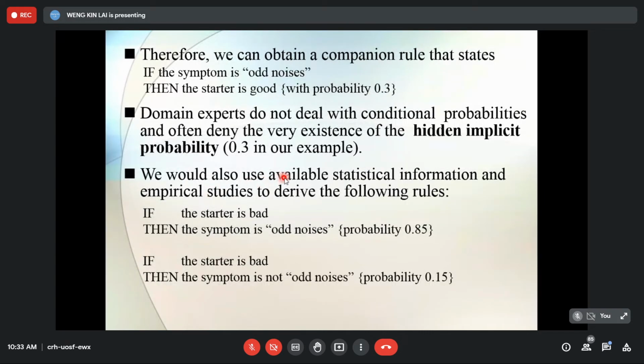We would also use available statistical information. Maybe now you begin to see why statistics is so important in engineering and science. So we will also use such available statistical information and empirical studies to derive the following rules. Based on the long history, especially if you visit the car workshop, you can find out how many times the car came in and the customer complained that the car is making strange sounds, and then when you check, actually the problem is not the starter. That is information that is there in the workshop, because if they have been working for a few years, they will have these records, especially if they keep a good record of the solutions to the problem. So you can actually collect that.